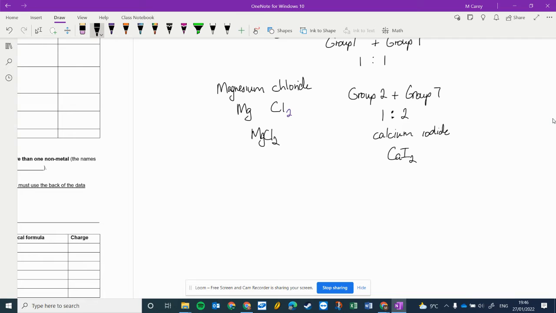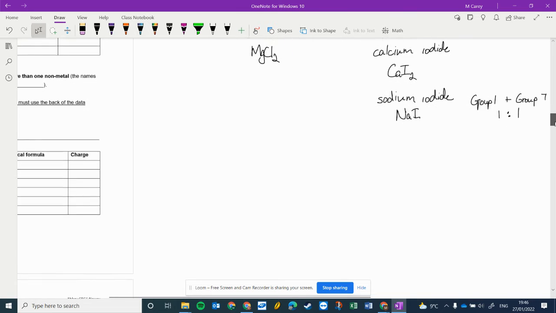Okay, and just to remind you, sodium iodide will be NaI, not NaI2, because group 1 elements, alkali metals, and group 7 halogens will always combine in a 1-to-1 ratio, because group 1 elements lose 1 electron and group 7 elements gain 1. Okay, so let's look at a few more of those.